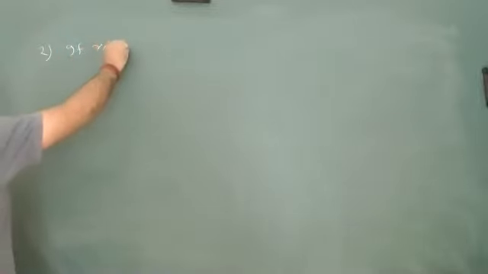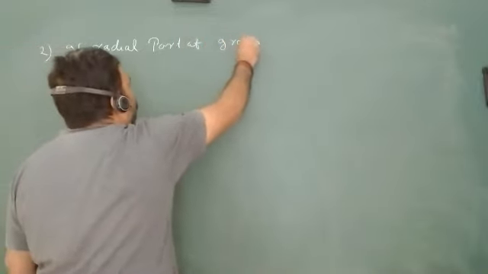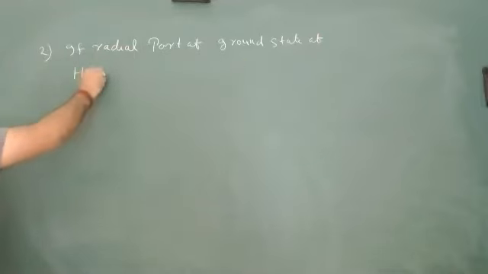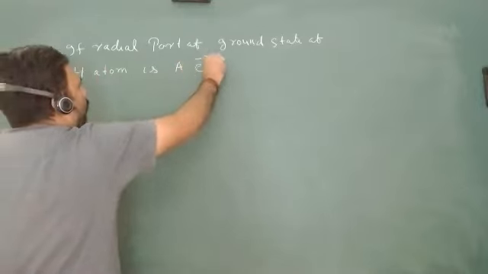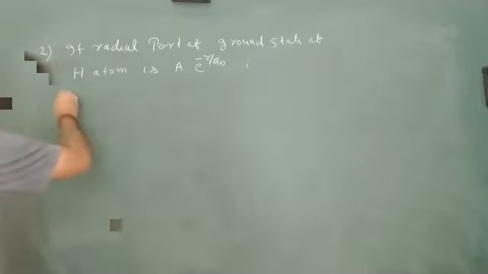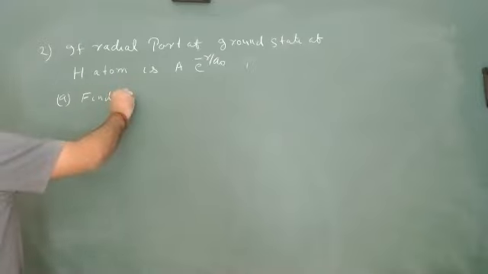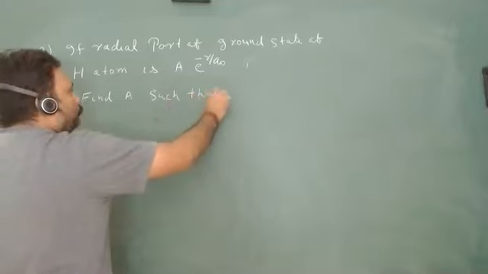Second question. If the radial part of the ground state of the hydrogen atom is A e to the power minus r upon a naught, find, so you have to calculate a lot of things, find the value of A such that R is normalized.